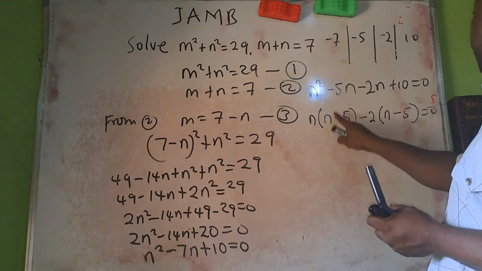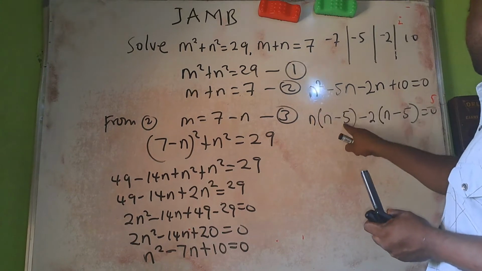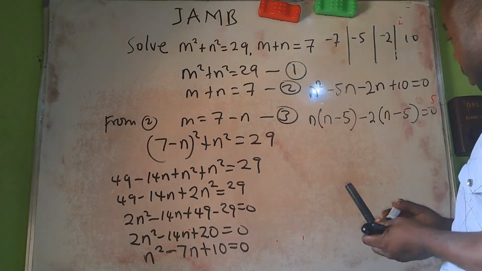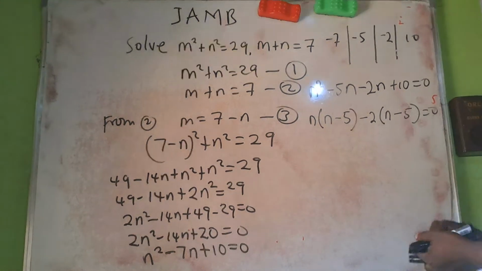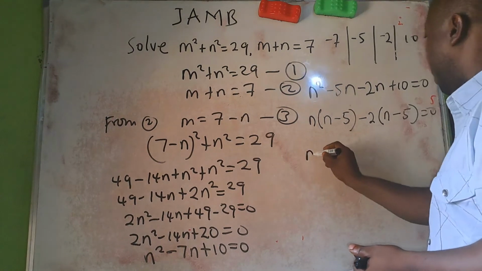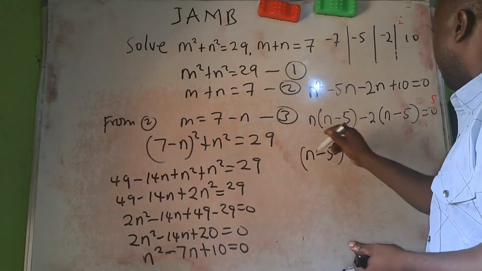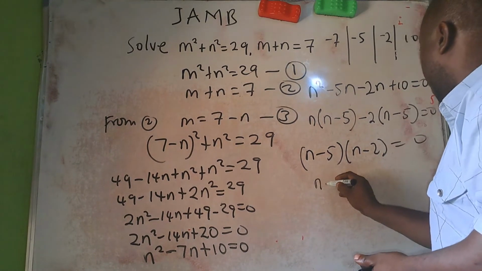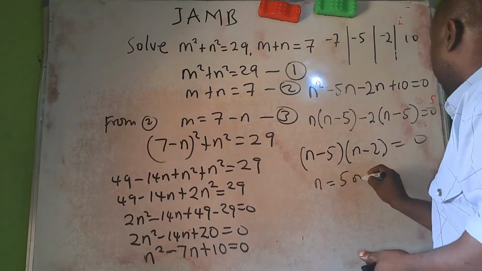So if I open the bracket, I get back this times this is that, this times this is that. So I'm having, again, between these 2 terms, the HCF is n minus 5. So when you do that, you're having n minus 2 equals 0. So n equals 5 or 2.